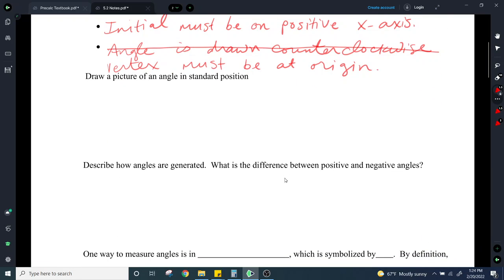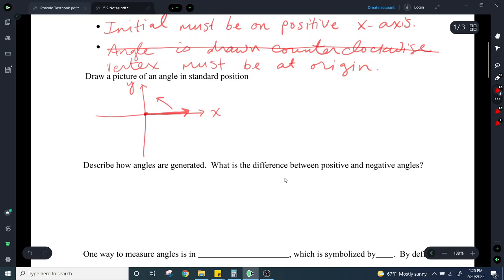So an angle in standard position, here's what we're talking about. We're going to think of this on our xy axis. So we've got our x and our y just like usual. The vertex has to be at the origin, and then the initial side has to be on the positive x-axis. And then what we do is we rotate it. You want to think of it like an angle of rotation. Generally, we rotate in the counterclockwise direction. So we would rotate like this, and then this would be our terminal side.